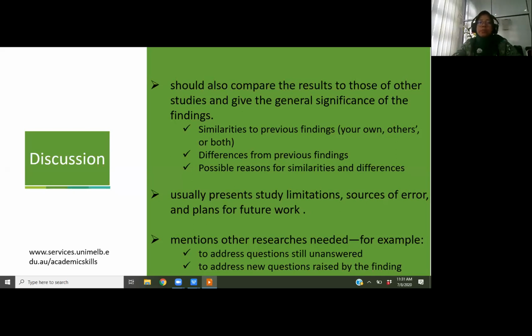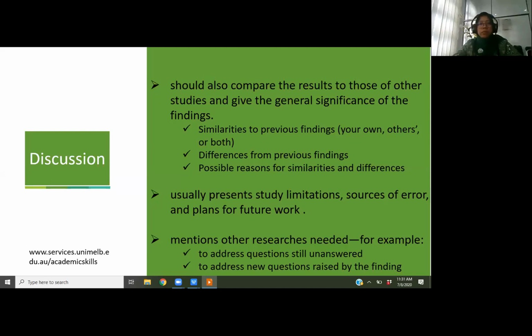And then you also need to mention other research needed. For example, to address questions still unanswered, to address new questions raised by the findings. So when people read your discussion and later on your conclusion, people say, oh, we can do another research based on this. And this is interesting, for example, or this research is not yet finished. And then we can continue this.